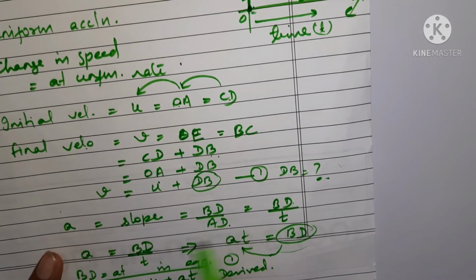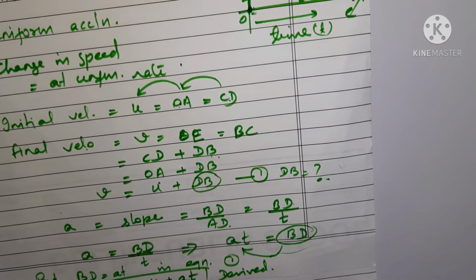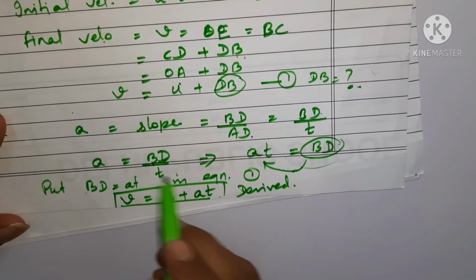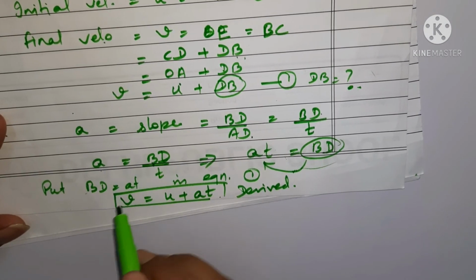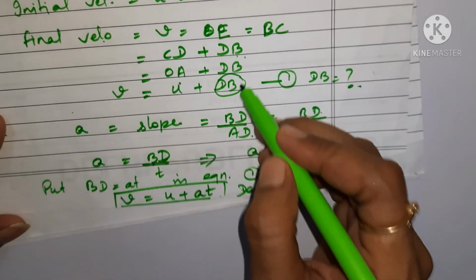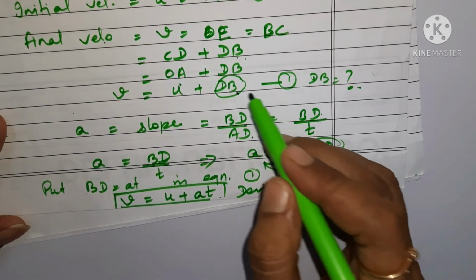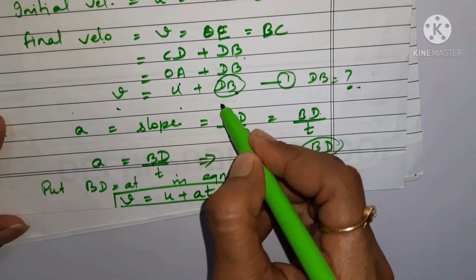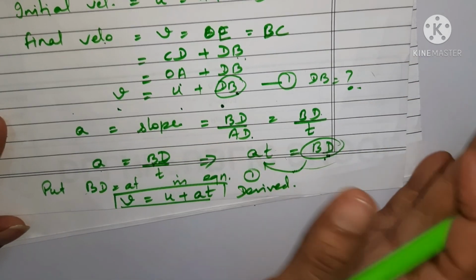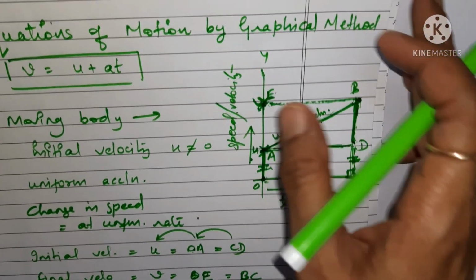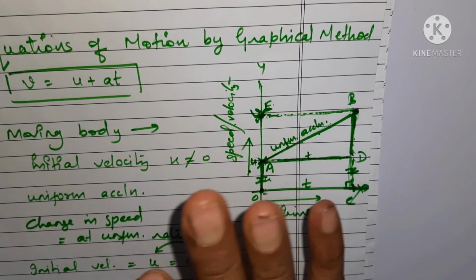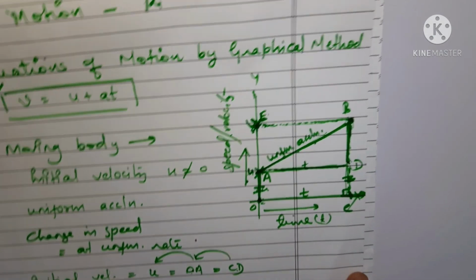Now after multiplying by T, after calculations you can see AT is equal to BD. So we are getting the value of BD here, and we are putting the value of BD here, so we will get the equation V is equal to U plus AT. Understood? So this is the first equation of motion derived with the help of the graph. We have derived this equation. I hope you have understood.